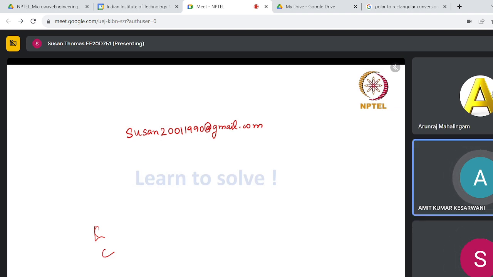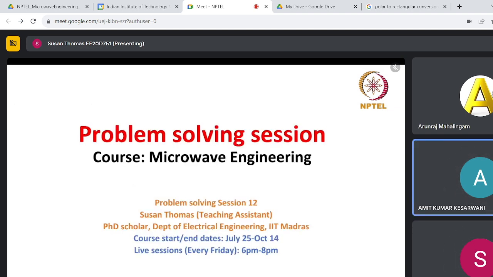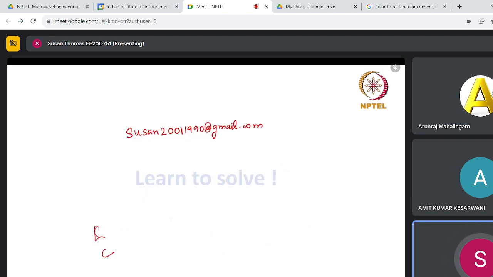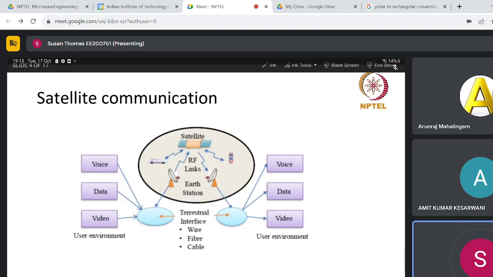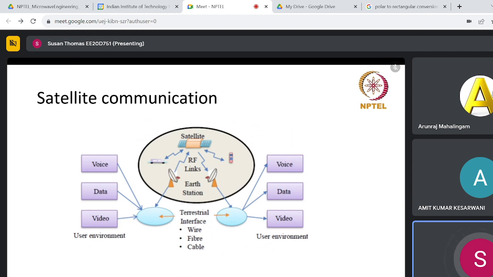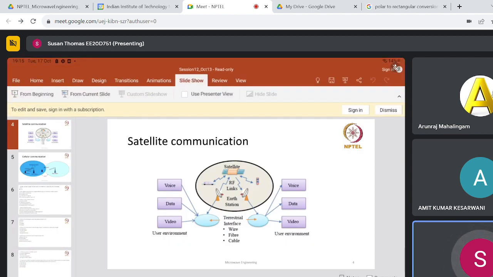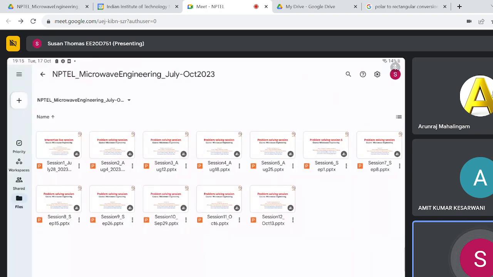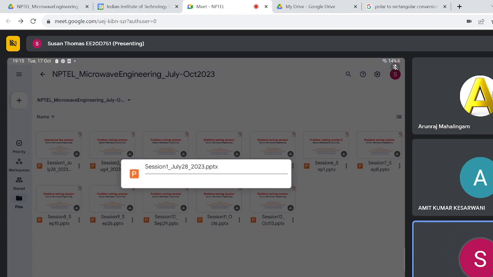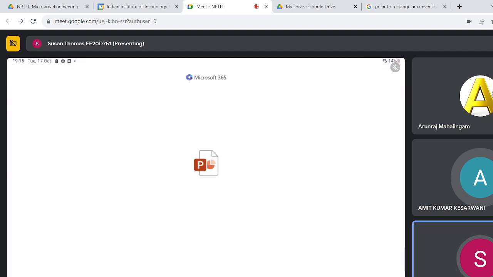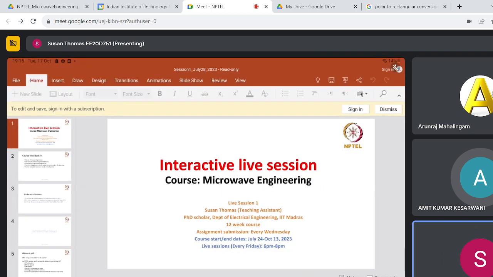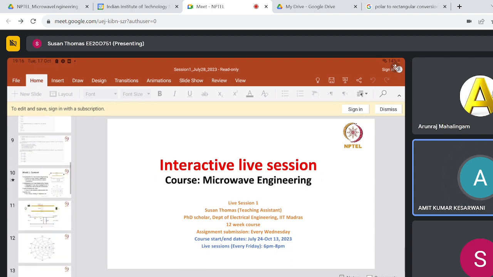Ma'am, in the exam, are questions based on the Smith chart? I don't think we have Smith chart in this microwave engineering course. The focus of this course was not on Smith chart, I believe. Mostly the questions will be on impedance matching with the LC networks and similar kind of things. Okay, ma'am. Thank you.